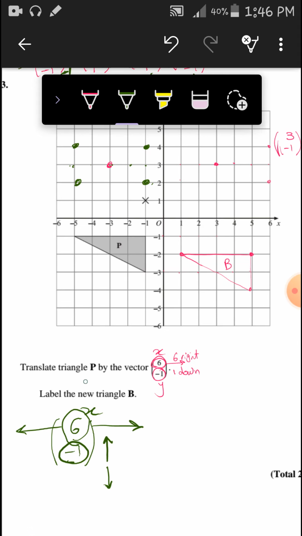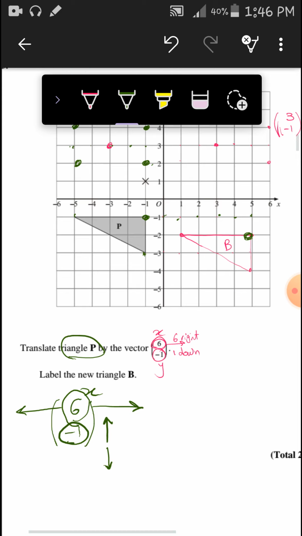Now I need you to move this triangle P by vector 6 and negative 1. 6 to the right, take this vertex, for example, 1, 2, 3, 4, 5, 6, and move it 1 down because it's negative. The vertex will be here, and do the same with the other vertices, this and this.